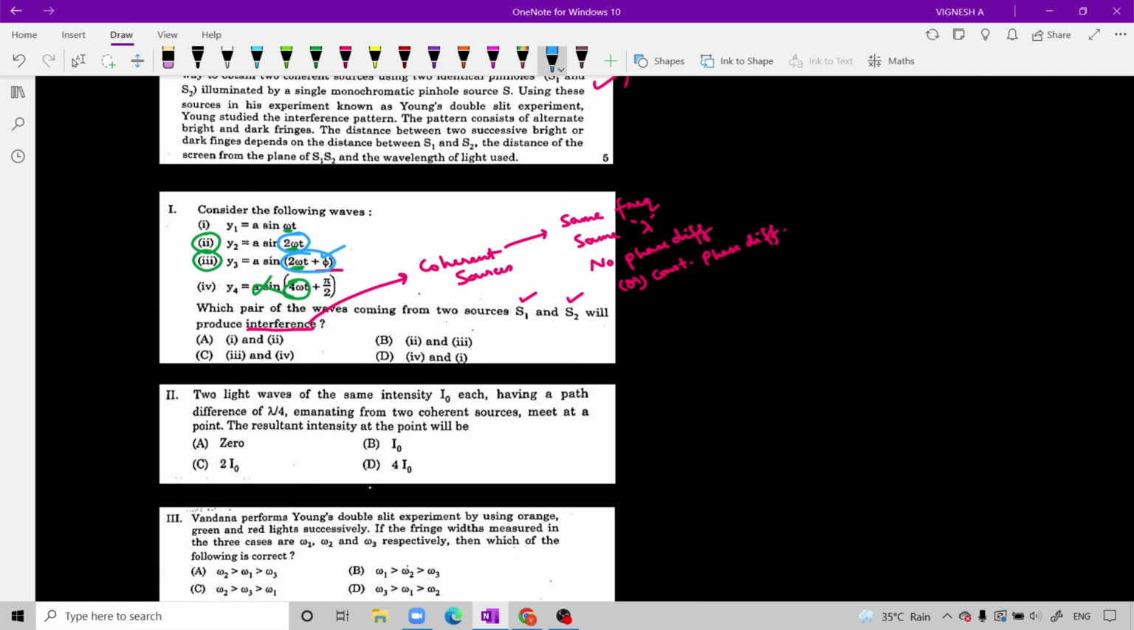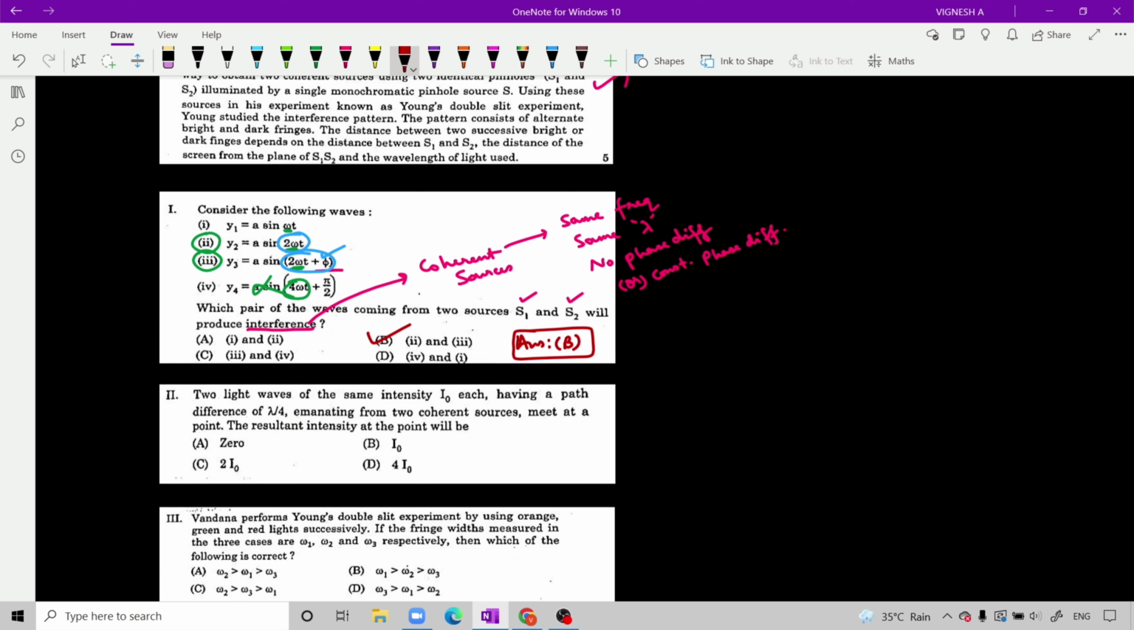By the coherent source definition, 2 and 3 are correct, since they have the same frequency and also a constant phase difference. So according to me, 2 and 3 are coherent sources, and they can produce a sustained interference pattern. So I'm going with the second option, 2 and 3. In the question, the right answer is option B.